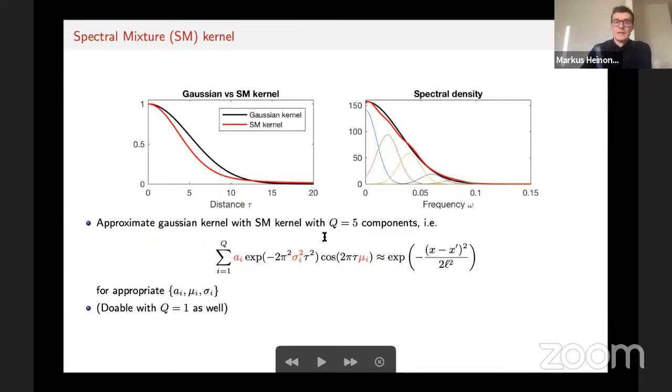And actually we can of course do this with just one component, because obviously you could just have one component that follows exactly the black spectral density of the Gaussian kernel. So for example, we could initialize the spectral mixture kernel with the Gaussian kernel and then let it evolve and become something more if the data supports that.